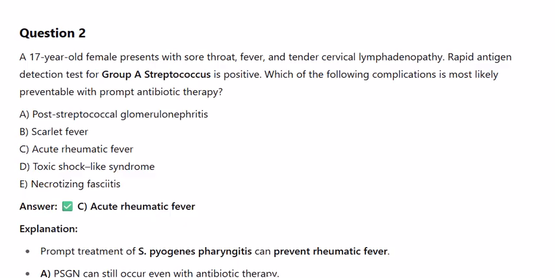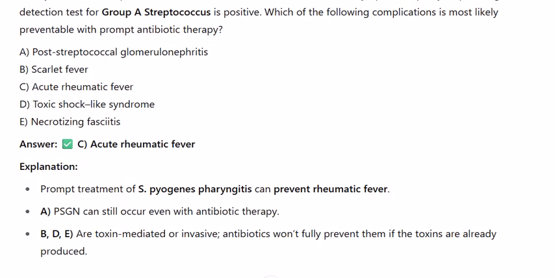Explanation: Prompt treatment of S. pyogenes pharyngitis can prevent rheumatic fever. A. PSGN can still occur even with antibiotic therapy. B, D, and E are toxin-mediated or invasive. Antibiotics won't fully prevent them if the toxins are already produced.